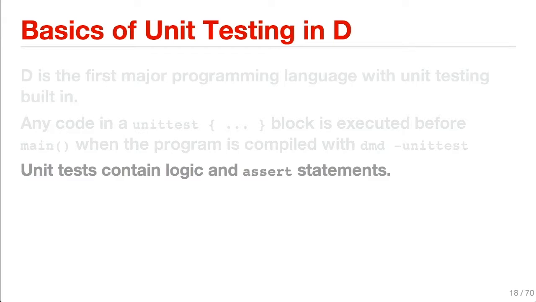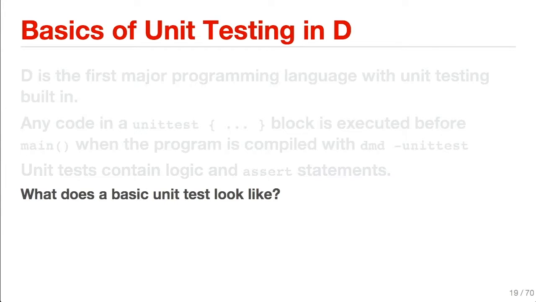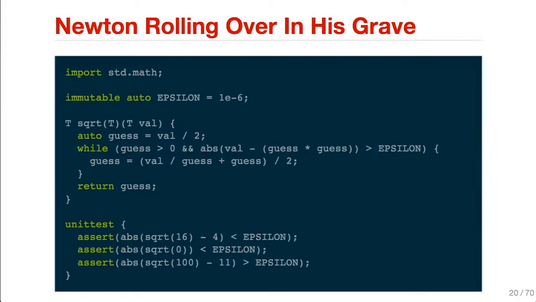A unit test will generally contain some logic and some assert statements. You can use the same old assert statements you use in everyday code. So let's look at what a basic unit test looks like. You've probably all seen this a million times before, a standard implementation, with bugs, of Newton's approximation of square root. So we'll write a function to guess at the square root of a value, and we'll write a couple unit tests to make sure that the square root of 16 is roughly 4-ish, the square root of 0 isn't some sort of crash, and the square root of 100 is somewhere around 10.